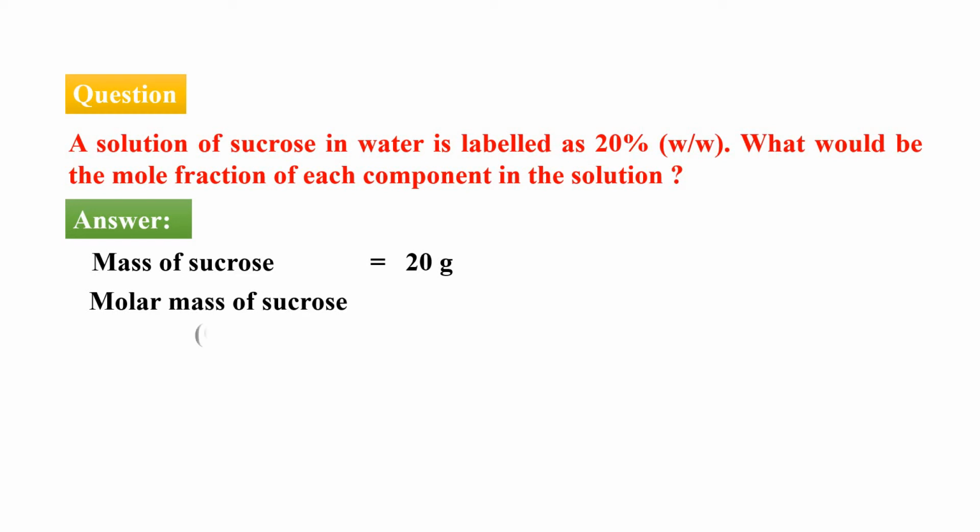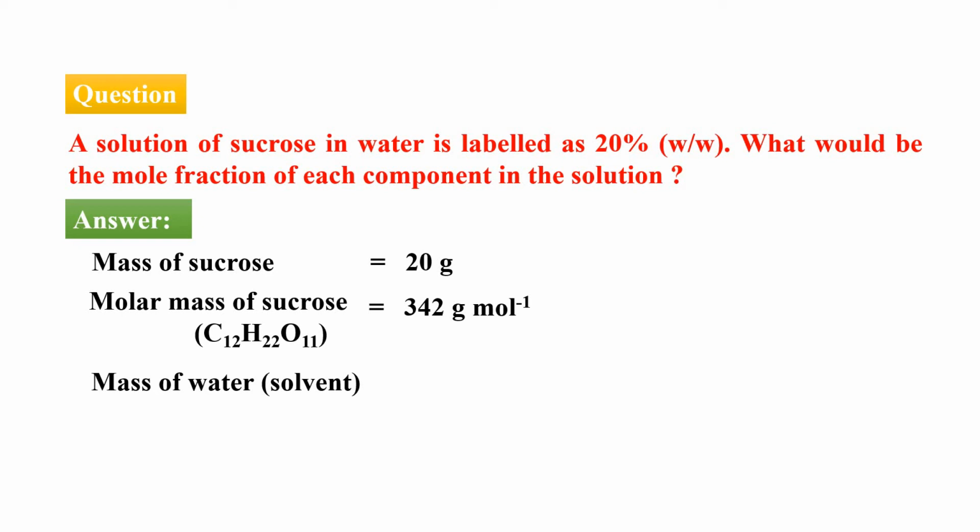Next, the molar mass of sucrose that I will give you. The molecular weight is C12H22O11, meaning 12 carbons, 22 hydrogens, 11 oxygens. That should be 342 grams, isn't it? Molar mass will be 342. Next, is the mass of water given? No, but 20 grams is sucrose, so the remaining will be water only.